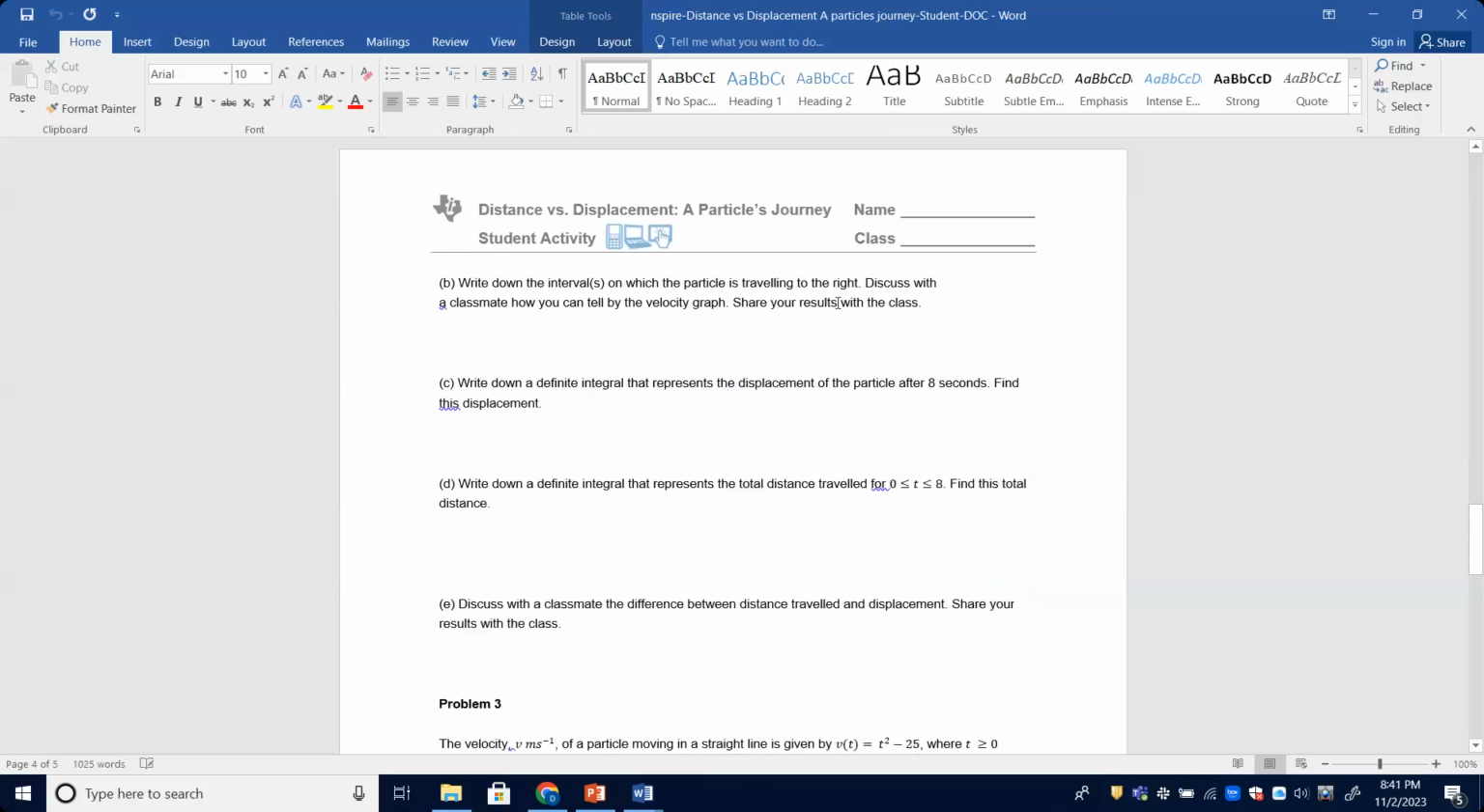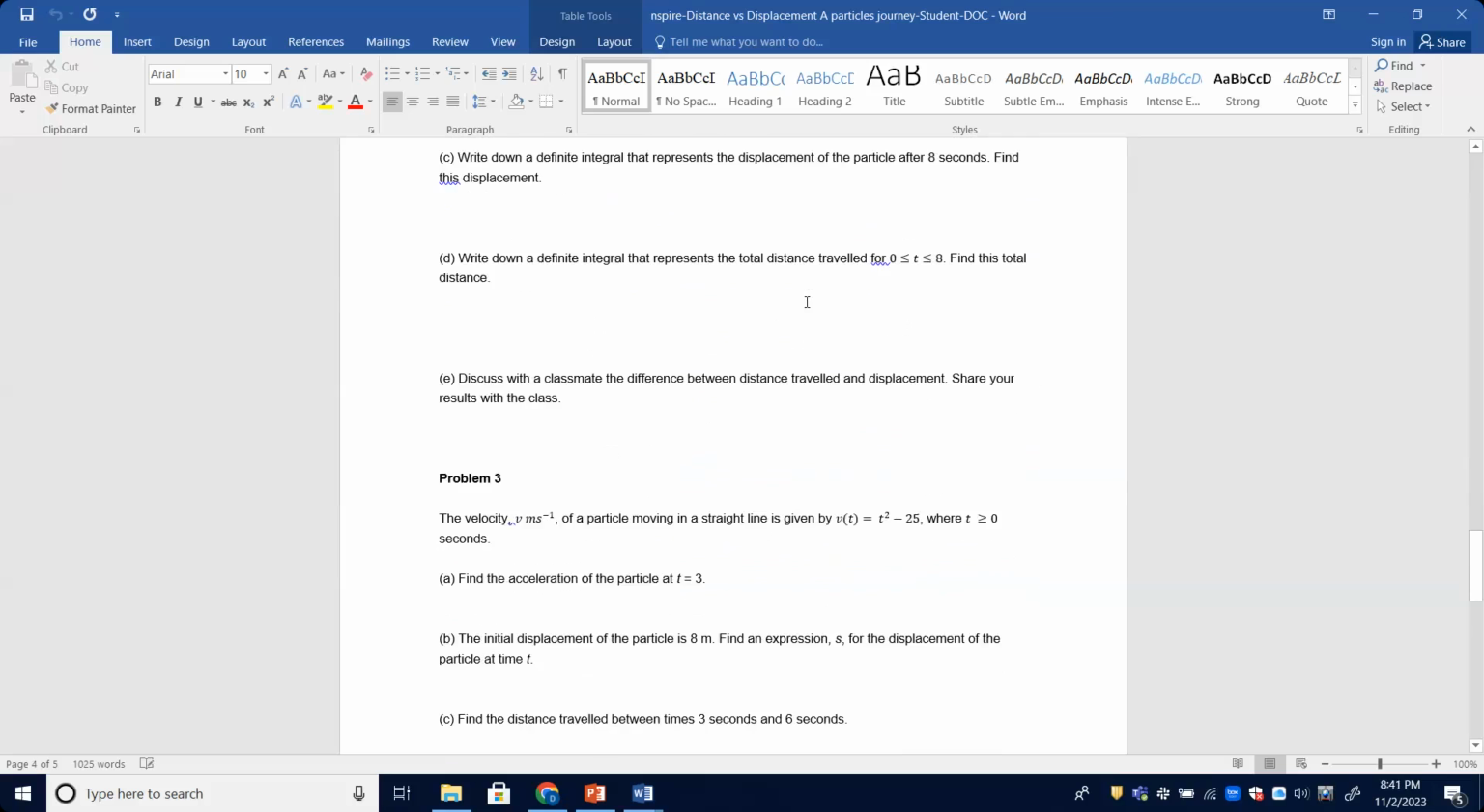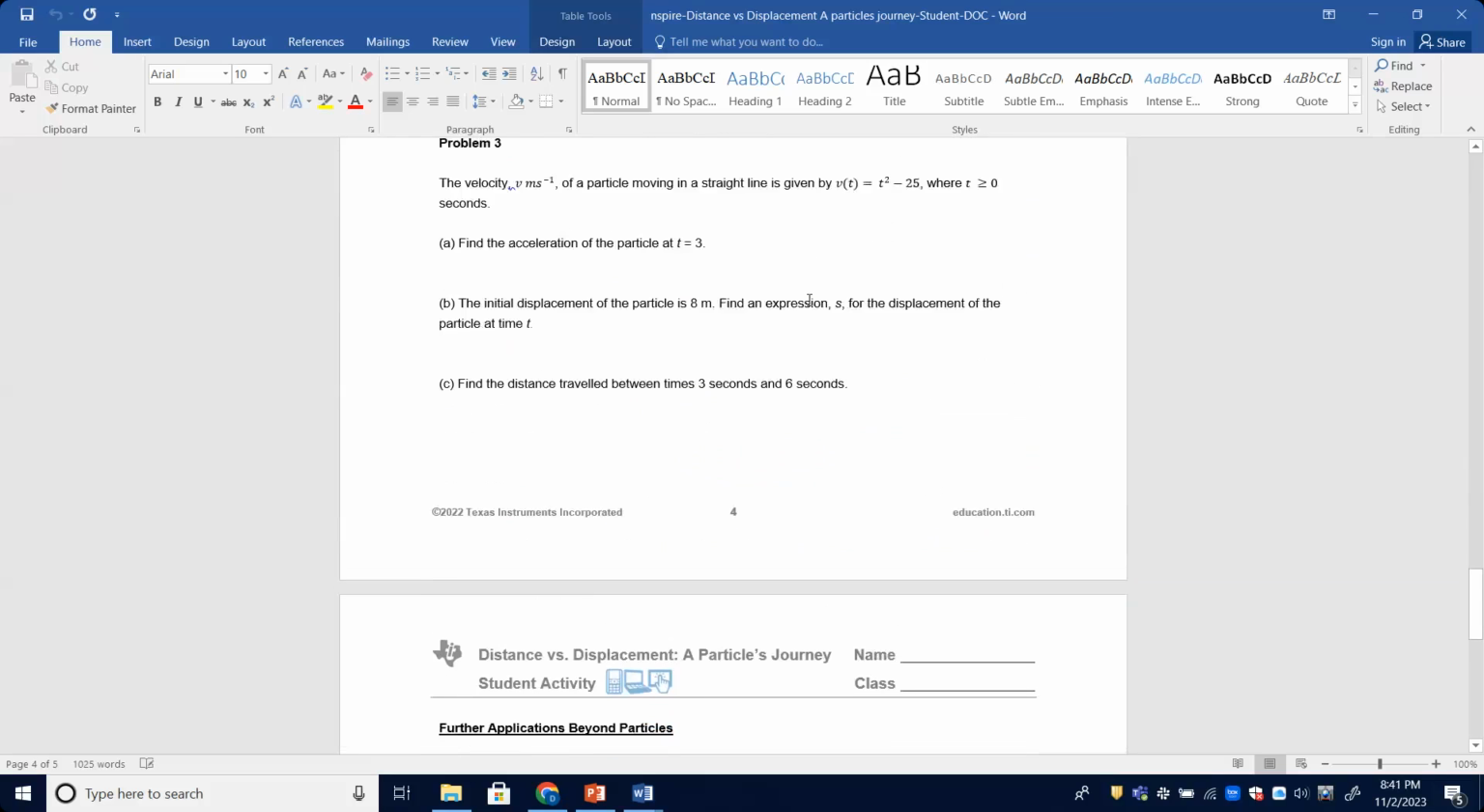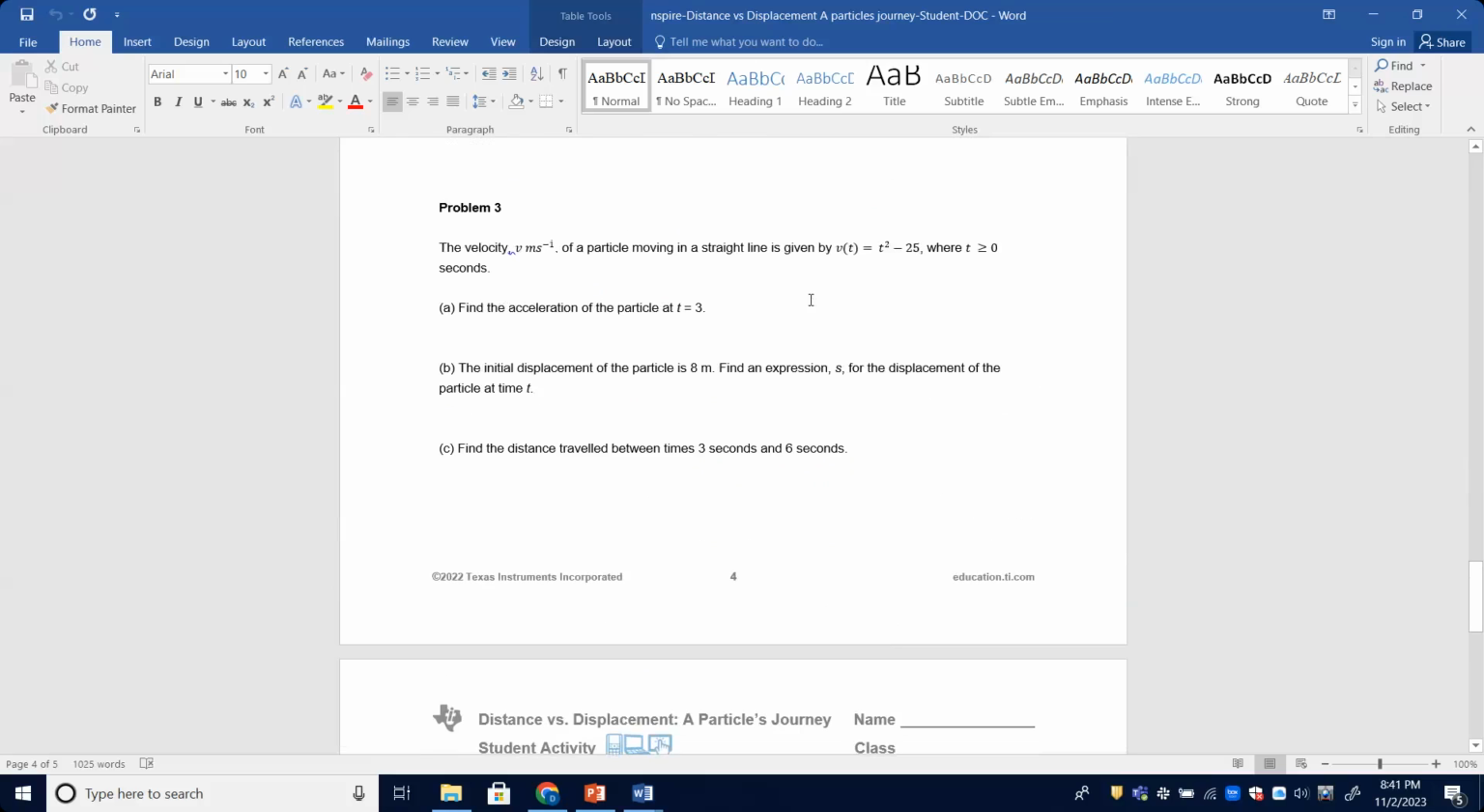So I've taken a different approach in the second problem where instead of just doing derivatives, now we're doing integrals to go through the process. And then problem 3, it's just another sample starting with velocity, going to acceleration, but then we have to find the displacement if we're given the initial values, the initial conditions.